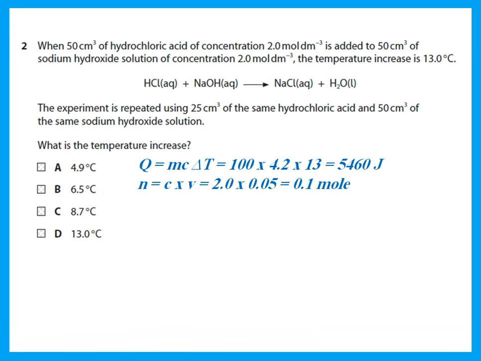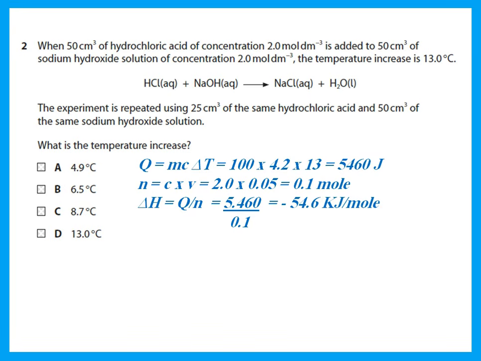The N is concentration times volume. He gives me that I have 50 centimeter cubed times the concentration, which is 2 mole per decimeter cubed. Remember, you have to divide the 50 by 1,000 before you put it into the equation. So the number of moles is 0.1 mole. And that means that delta H is Q over N, and that is 54.6 kilojoule with a negative sign because he said that there is a temperature increase, and that means it is an exothermic reaction with a negative delta H. So now we know the delta H of that reaction.